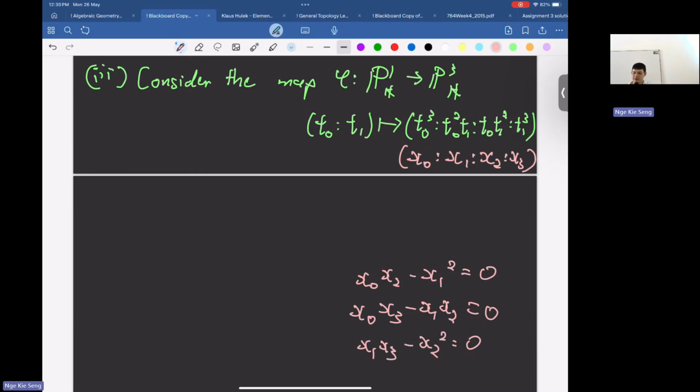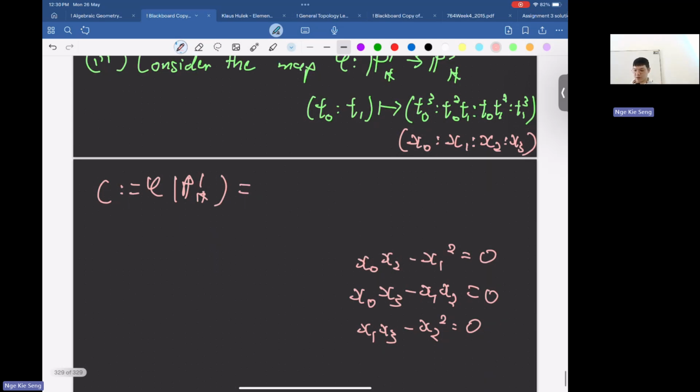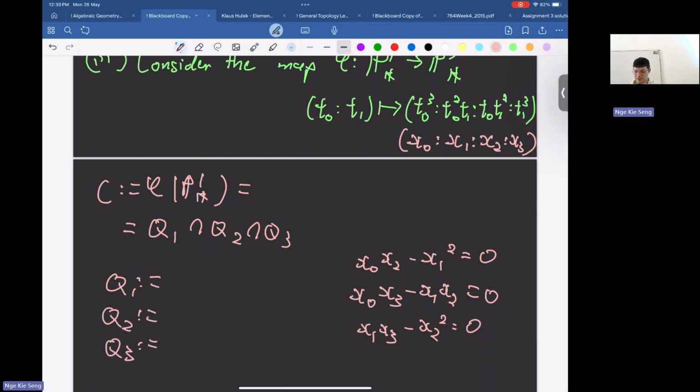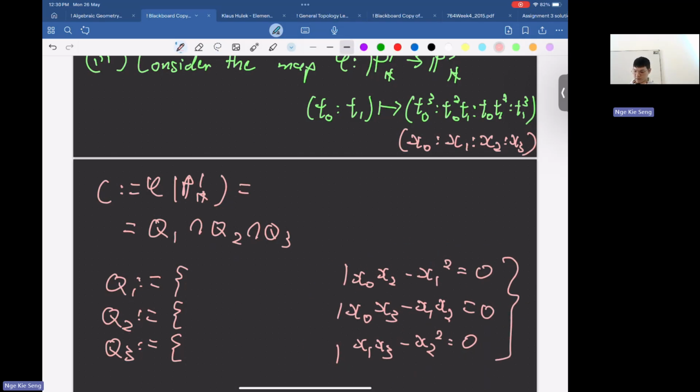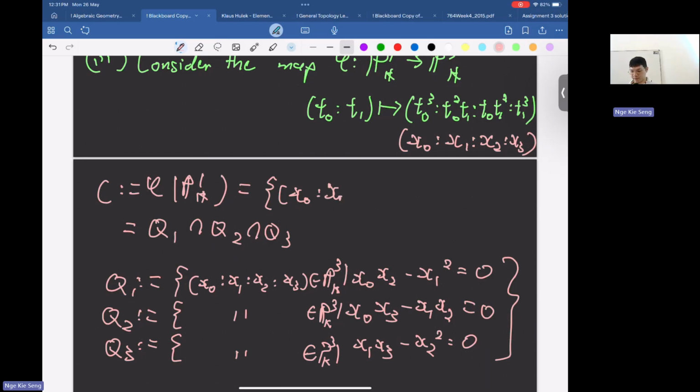Basically, let's call this C, the image of this P^1(K) here. And then actually this C is the intersection of these 3 pieces here. These 3 pieces are made up by the zero sets of these 3 equations. So I'll repeat it. Actually, we have a more sophisticated way to talk about this.